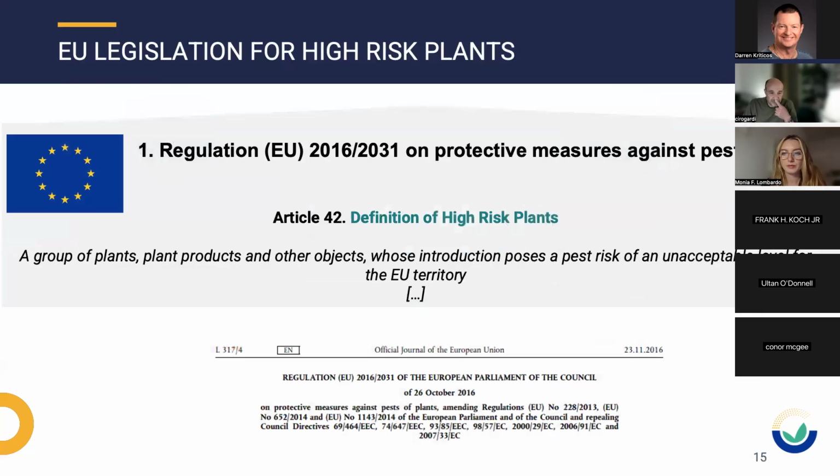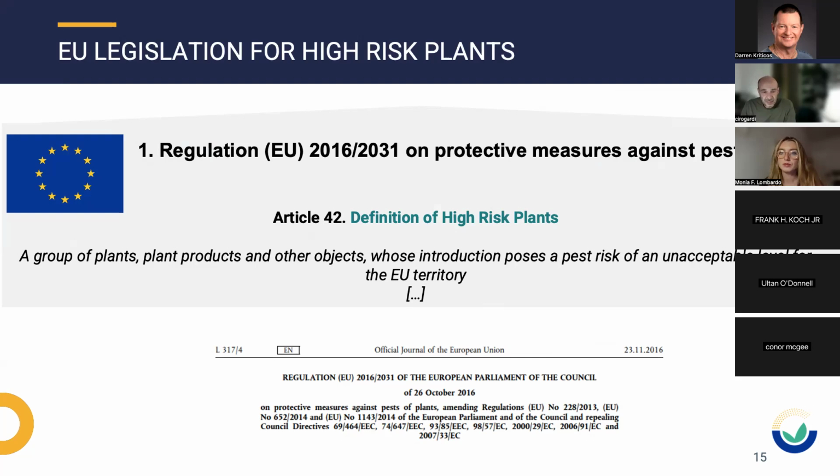So this is the regulation that I mentioned just in the previous slide. And as you can see, there is a specific article, Article 42, that gives a definition of high-risk plants. So this article lists a series of plants and plant products, mainly at the genus level, whose introduction poses a pest risk of an unacceptable level for the EU territory.